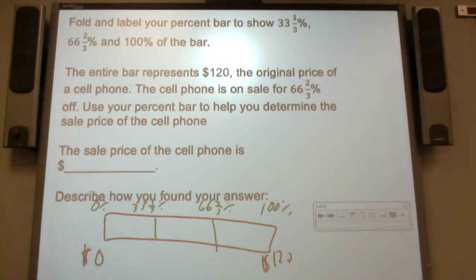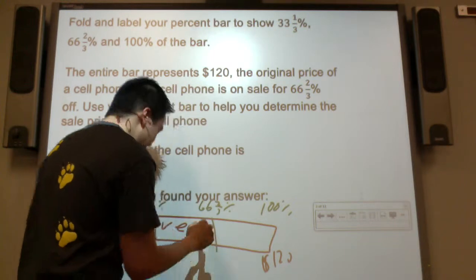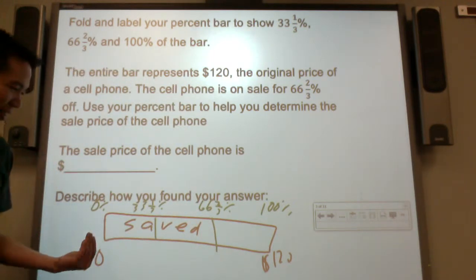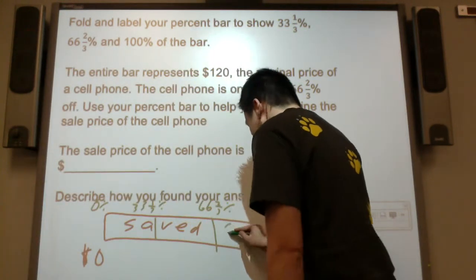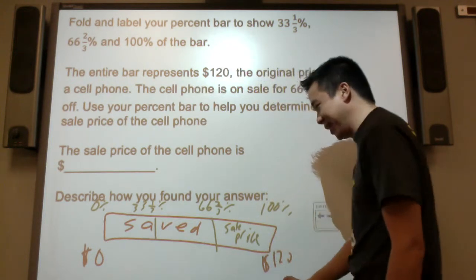So the cell phone is on sale for 66 and 2/3% off. Whoa, this is how much I would have saved if I bought it. This is my discount. So the sale price would be right here. Dang, I'm saving a lot of money.